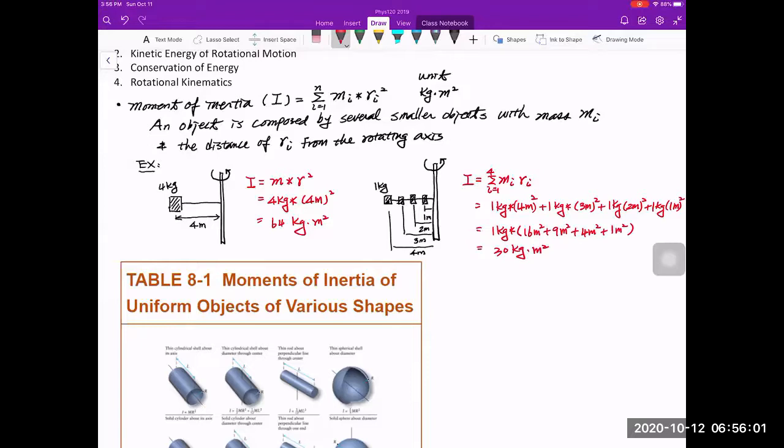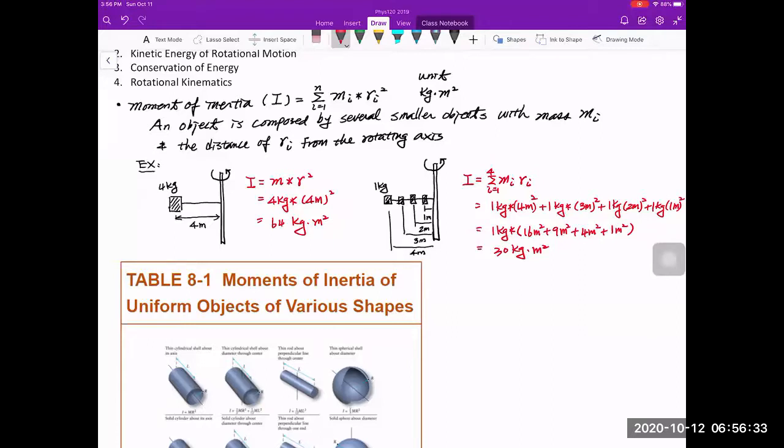All right, so this is an important idea. If you have 2 different distributions of the mass, even though the total mass is the same, because the distribution of the mass is different, you get different rotational inertia, or moment of inertia. One is larger, one is smaller. So what does a larger I or smaller I mean? What does that represent physically? What does that tell you?